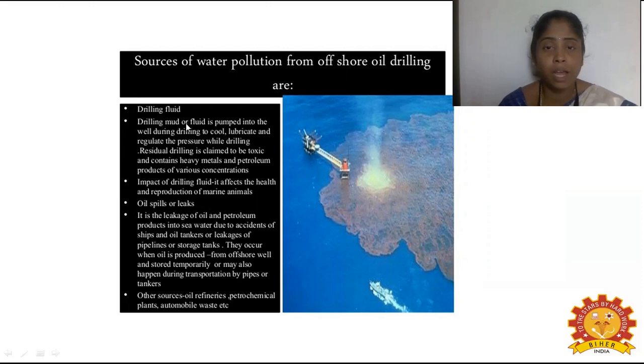So those types of water pollution, as a water pollutant, we call it oil spillage, oil spills or oil leakages. This can be due to the leakage of oil or petroleum products into the ocean. Due to accidents of ships, oil tank breaches or any leakages, it might occur.